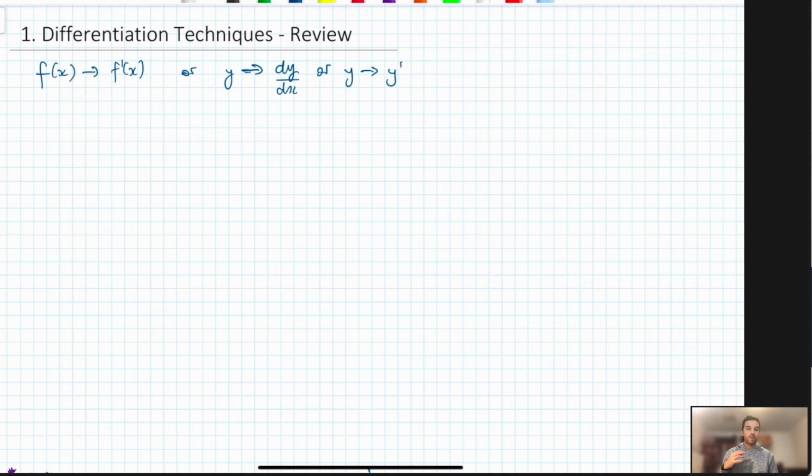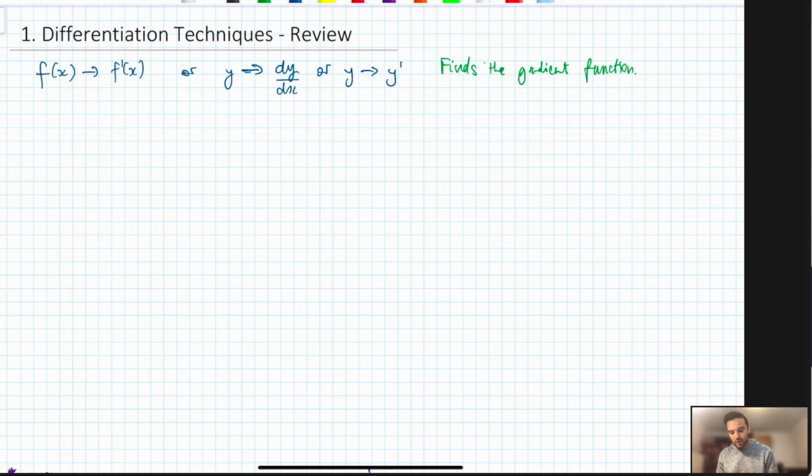Okay, now what is differentiating doing? It's finding the gradient function of a function. Now it also can help us find rates of change and lots of good stuff, but this is sort of the main stuff we've got to know.